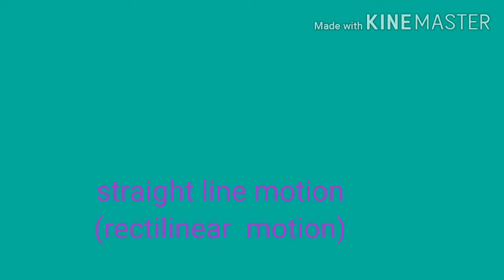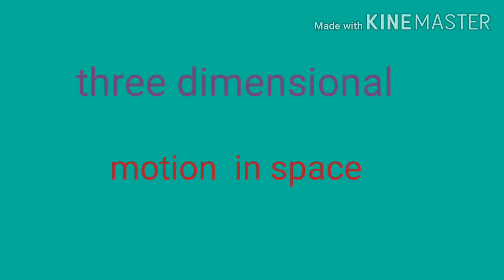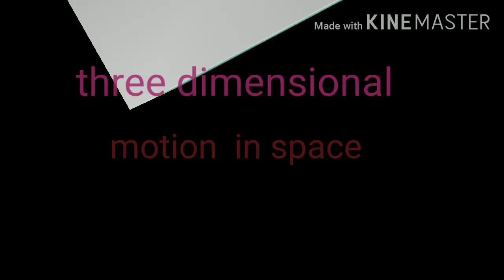Classification of motion: one-dimensional motion. Straight line motion or the rectilinear motion is the one-dimensional motion. Motion in a plane is the two-dimensional motion. Motion in space is the three-dimensional motion. So this chapter explains about the one-dimensional motion.